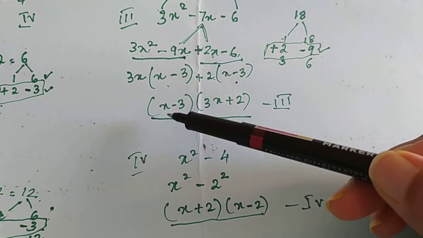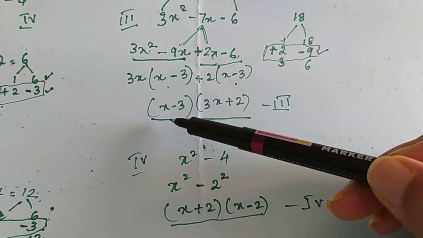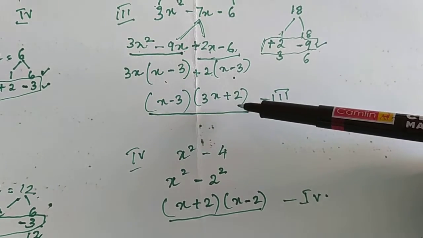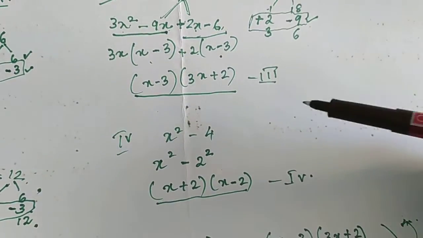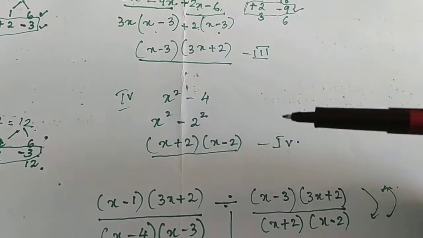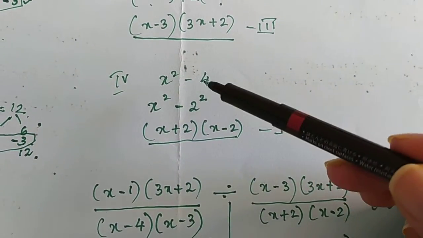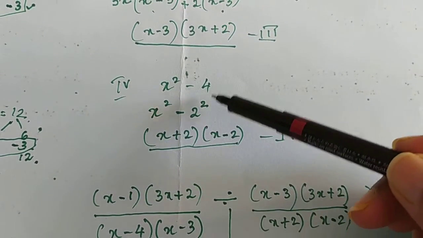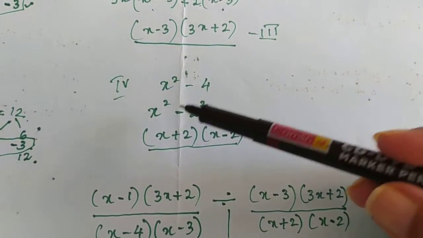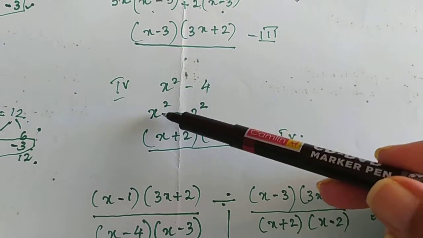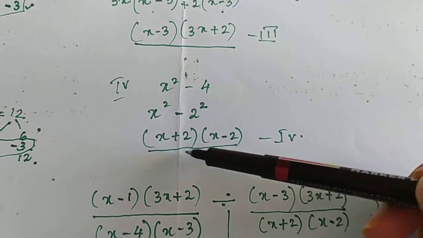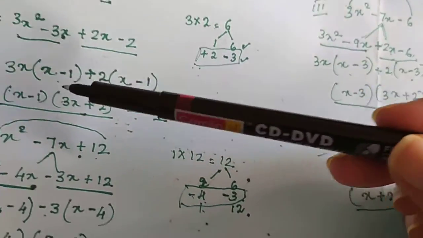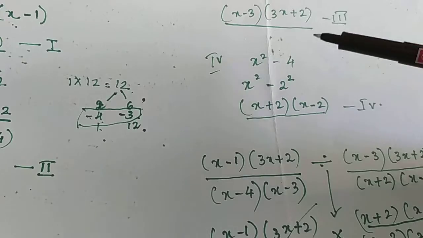Minus 3 and minus, x minus 3 and x minus 3 are the same common brackets, and the remaining I'm going to put in the other bracket, that's 3x plus 2. That's my third term. Expression completed. Next, x square minus 4. 4 is nothing but the square of 2, so x square minus 2 square is the formula a square minus b square, so a plus b, a minus b. Now I have finished my first, second, third and fourth.